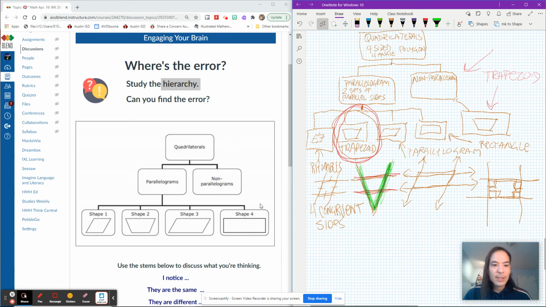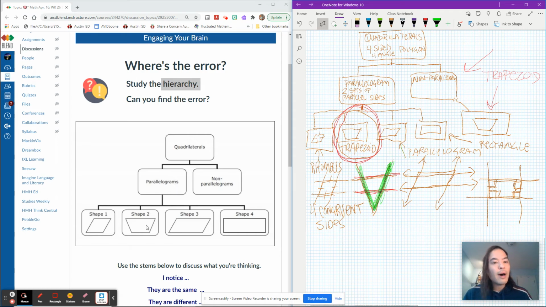So all of these shapes have four sides. All of these shapes have four angles. These are all noticings. All right, they're the same. Basically, every shape on here is a parallelogram except for one. So we have the same attributes of shape 1, shape 3, and shape 4. So they are the same. Shape 1, shape 3, and shape 4 are all parallelograms. Those are the same.